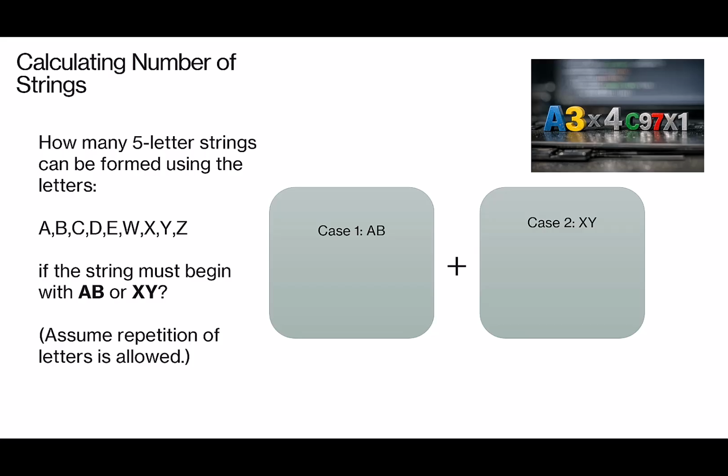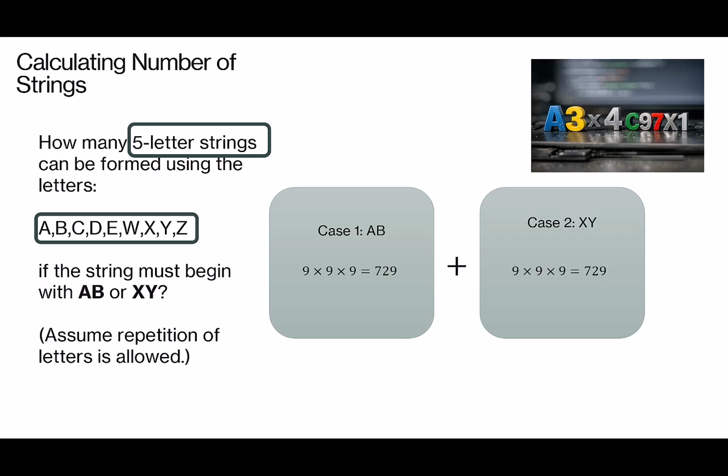To start off, let's go back to the idea that we need to have 5 letters all together. We already have 2 in each case, and we're drawing from A, B, C, D, E, W, X, Y, Z, which is a total of 9 letters. So for case 1 and case 2, we need 3 more letters, and we have 9 choices for each of those letters. So we have 9 times 9 times 9 is 729 ways to do case 1. We have the same, 9 times 9 times 9 equals 729 ways to do case 2. We add those together to get a total of 1,458 strings that will either start AB or XY.